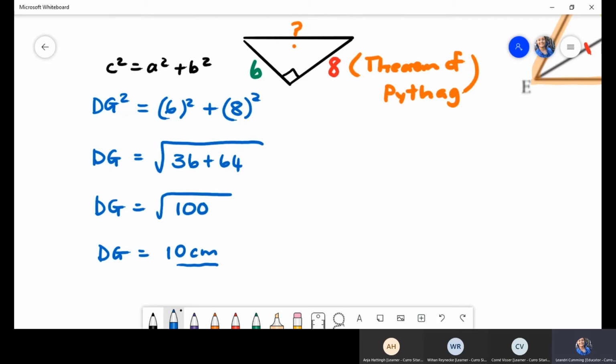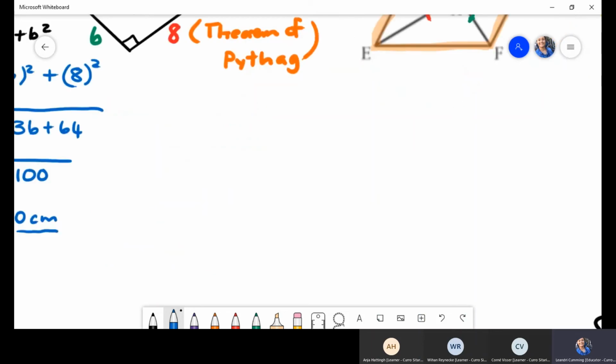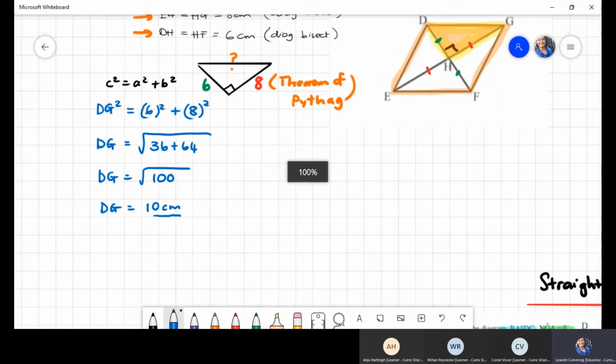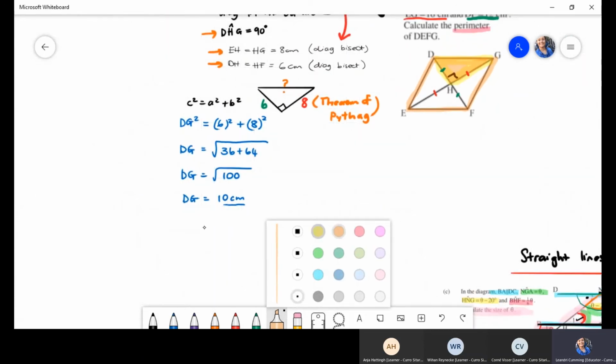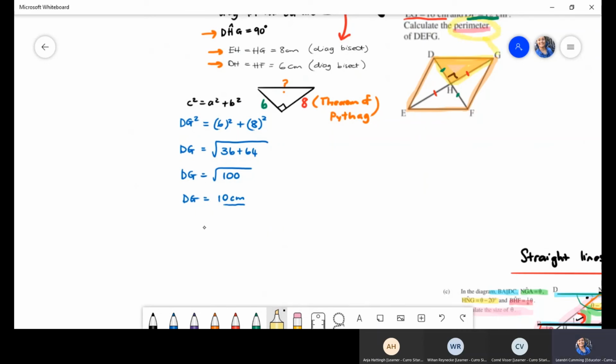Now, why is this so useful? It's because, back to my question, I want to find the perimeter. Why am I doing all this work? It's because I want to find the perimeter. And now I may use the perimeter of a rhombus is equal to 4 times side. That side is my length. It's not because it's length times breadth. That's not what it is. It's because all sides are equal in length, okay?